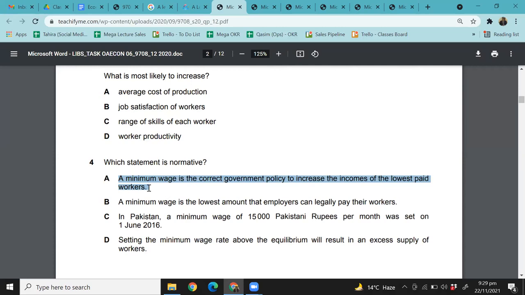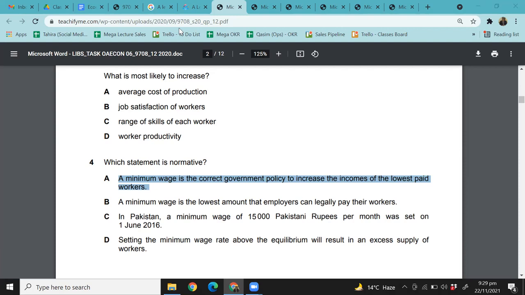Now, let me ask you a simple question. If the government wants to financially support low paying workers, is minimum wage the only policy? Obviously not. There will be a couple of other things. You can give them income support programs, you can give them additional income, and so on. There are things like that, right?